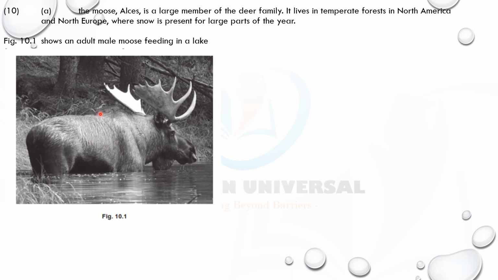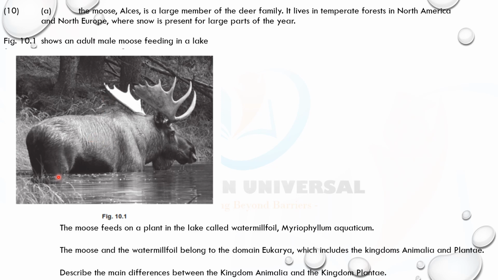The moose feeds on a plant in the lake called water milfoil. So this is the plant, water milfoil, Myriophyllum aquaticum. The moose and the water milfoil belong to the domain Eukarya, which includes the kingdoms Animalia for this animal and Plantae for that plant. Describe the main differences between kingdom Animalia and kingdom Plantae. This is basic biology. Pause this video and list the differences.